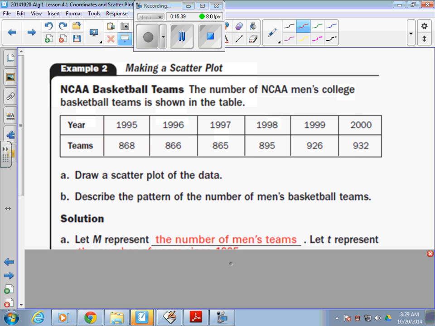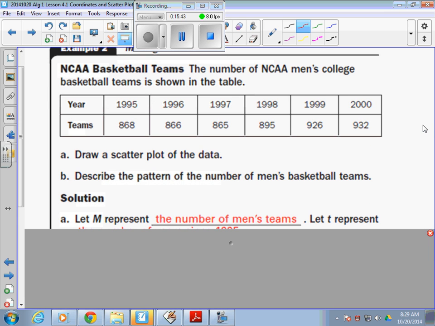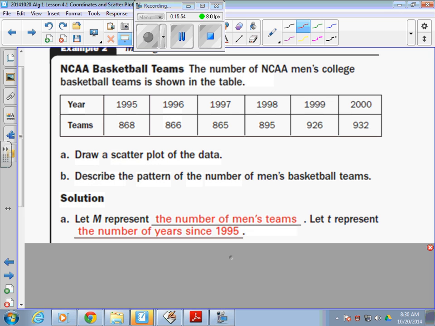And it says making a scatter plot. We have this basketball team. It says the number of NCAA men's college basketball teams is shown in the table for 1995, 96, 97, 98, 99, and 2000, showing how many there are. It says let M represent the number of men's teams. This is something you have to fill in. And T represents the number of years since 1995. Make sure you copy down this one just like it is, the number of years since 1995.